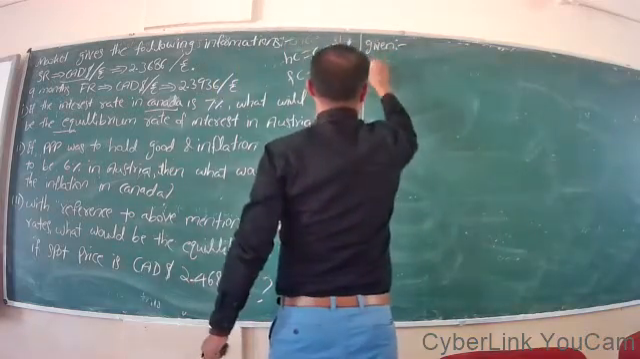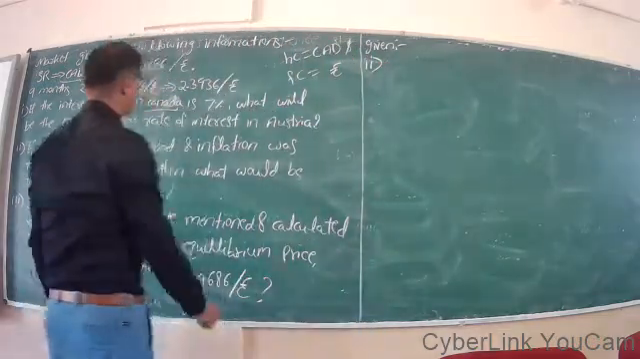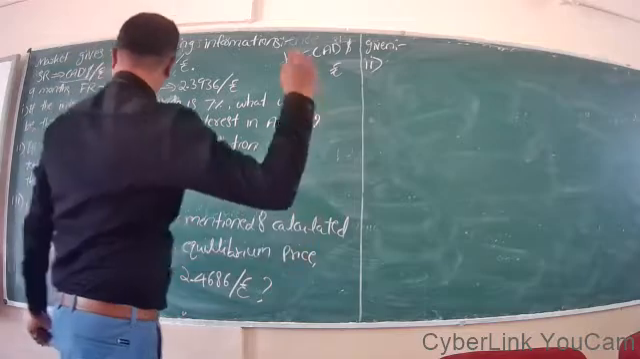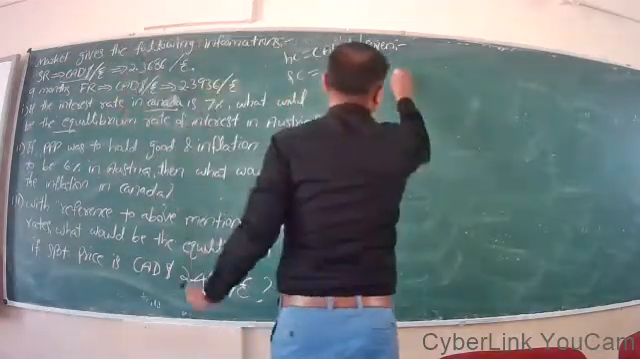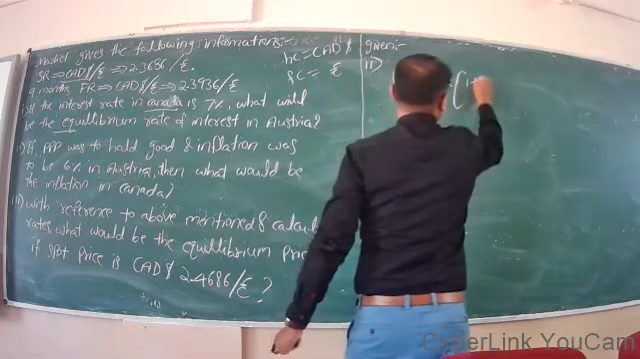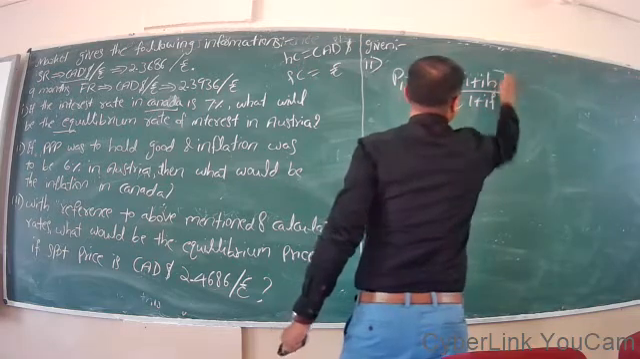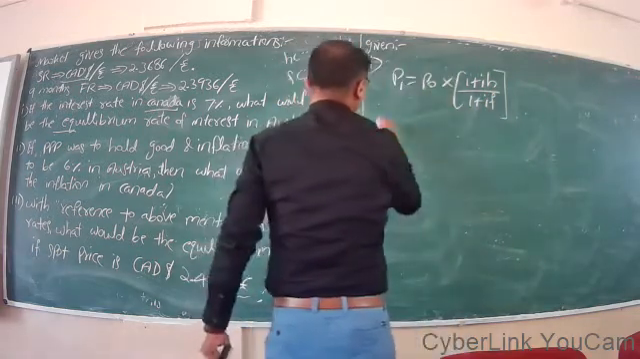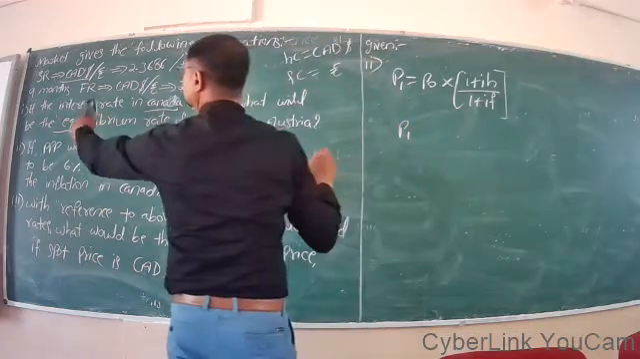So in the second question, the given data are: if PPP was to hold good and inflation was to be 6% in Australia. Again, what do we need? P1. Now P1 is equal to P0 multiplied by 1 plus inflation in home country divided by 1 plus inflation in foreign country.